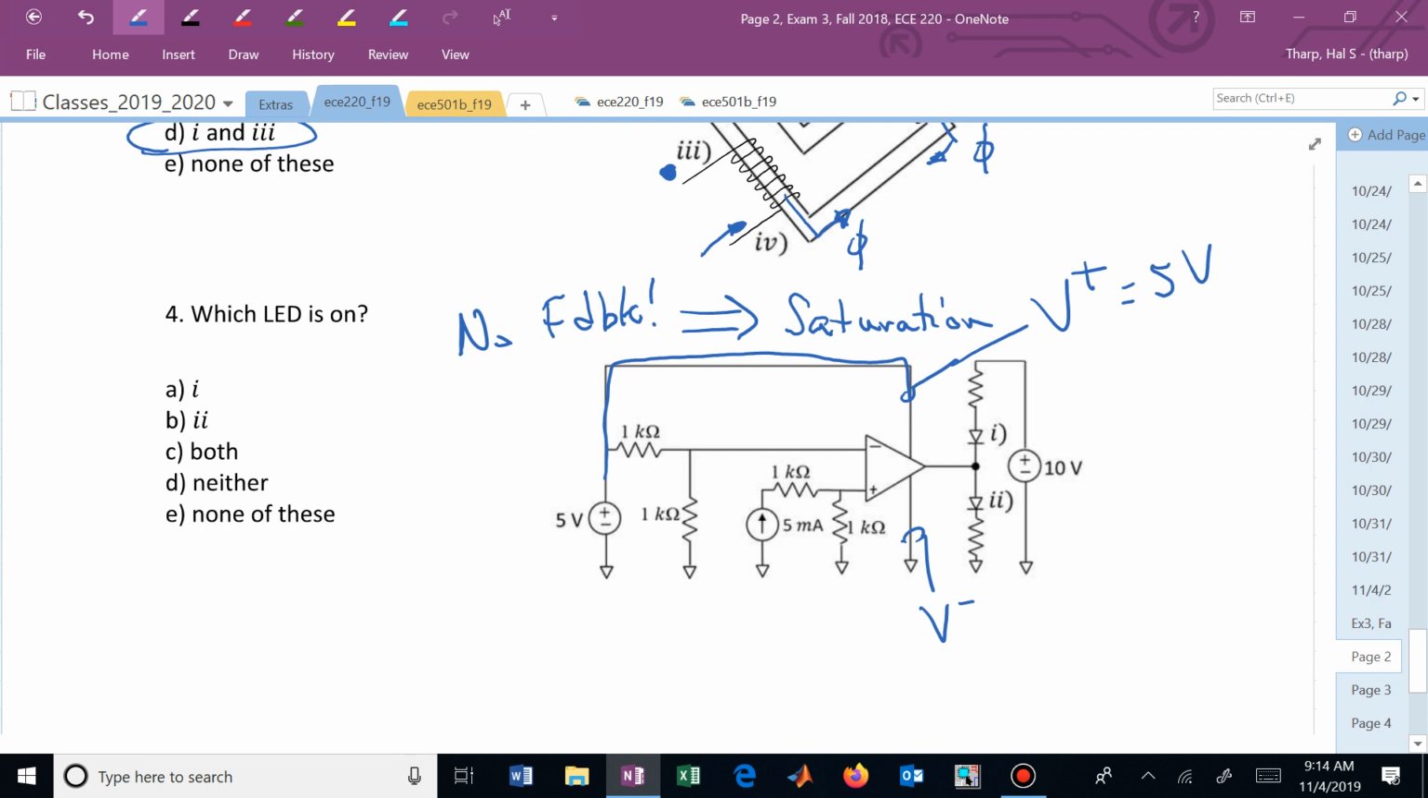And now what we're looking for, what's going to cause this op amp to be at the positive supply rail? What conditions will need to be true? For V0, the output pin on that op amp, what's it going to take to get it to 5 volts?